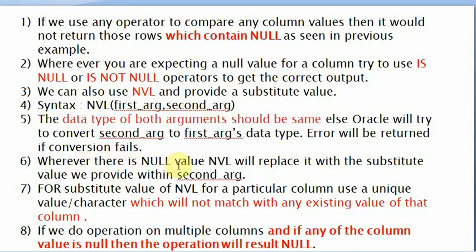Also, whenever there is a null value, NVL will replace it with a substitute value we provide within the second argument. For this substitute value for a particular column, we should use a unique value, because it should not match any of the existing values of any row of that column. If we do an operation on multiple columns and any of the column values is null, then the operation will result in null. We'll see this in the coming examples.